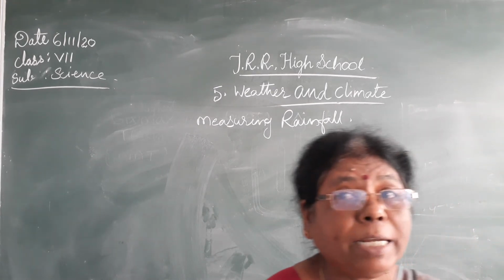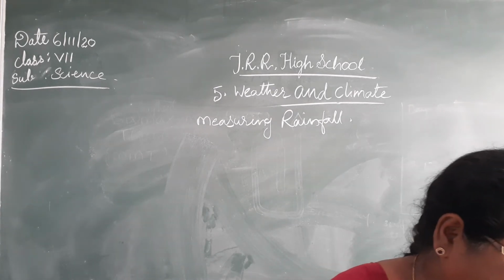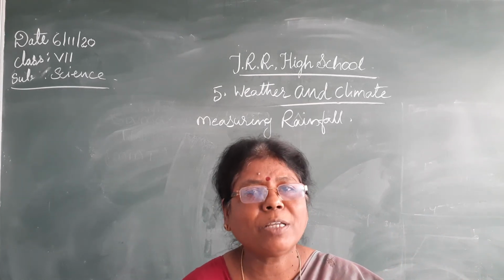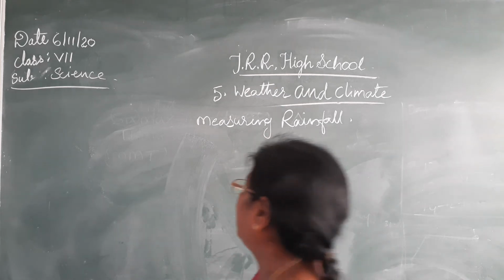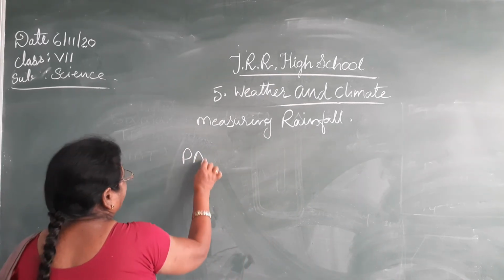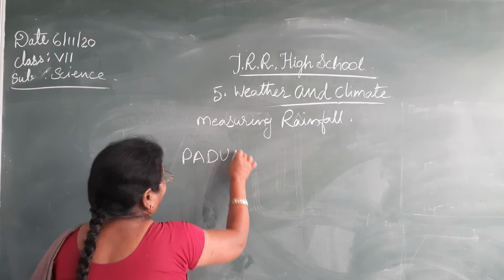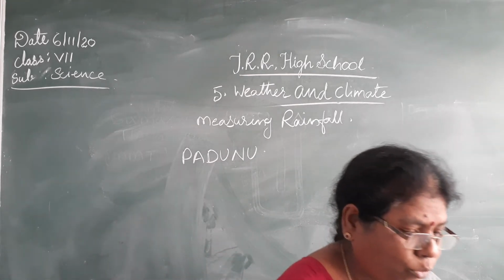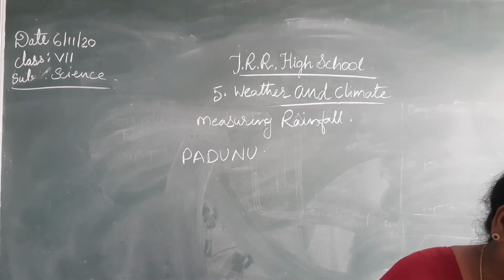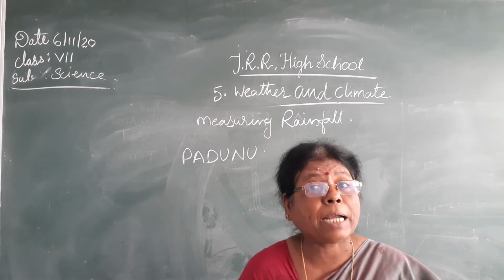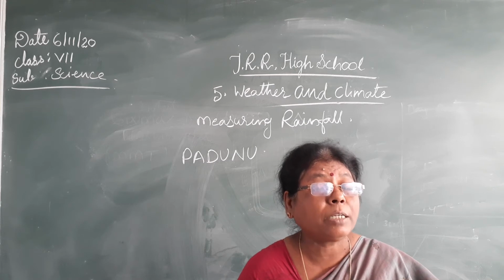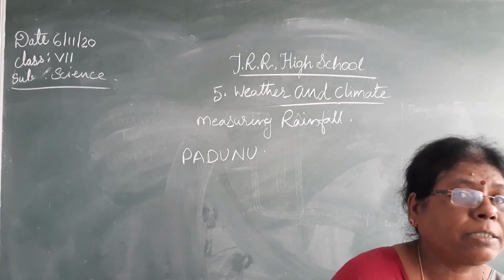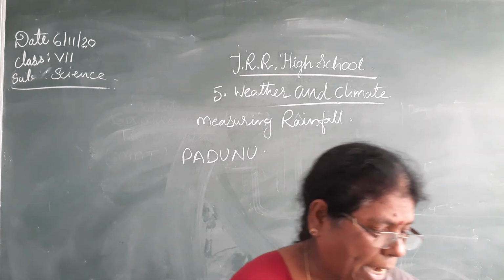Farmers estimate the rains based on the wetness of the soil. What do they say in Telugu? Padunu. Padunu means rains will wet, rains are possible today, isn't it? So the agricultural practices are based on the rainfall. Based on the rainfall, they start the agricultural practices.